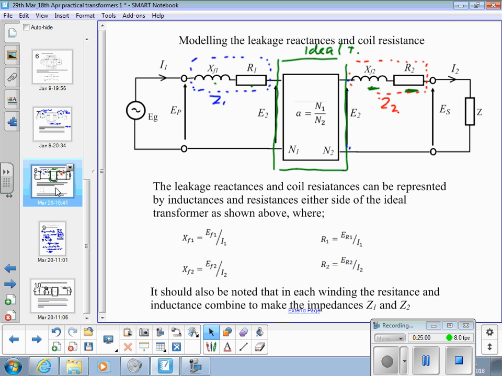Assuming that's our model. Yes, but you'd have to consider whether they were in phase with each other, which is kind of why I haven't done that at this stage.